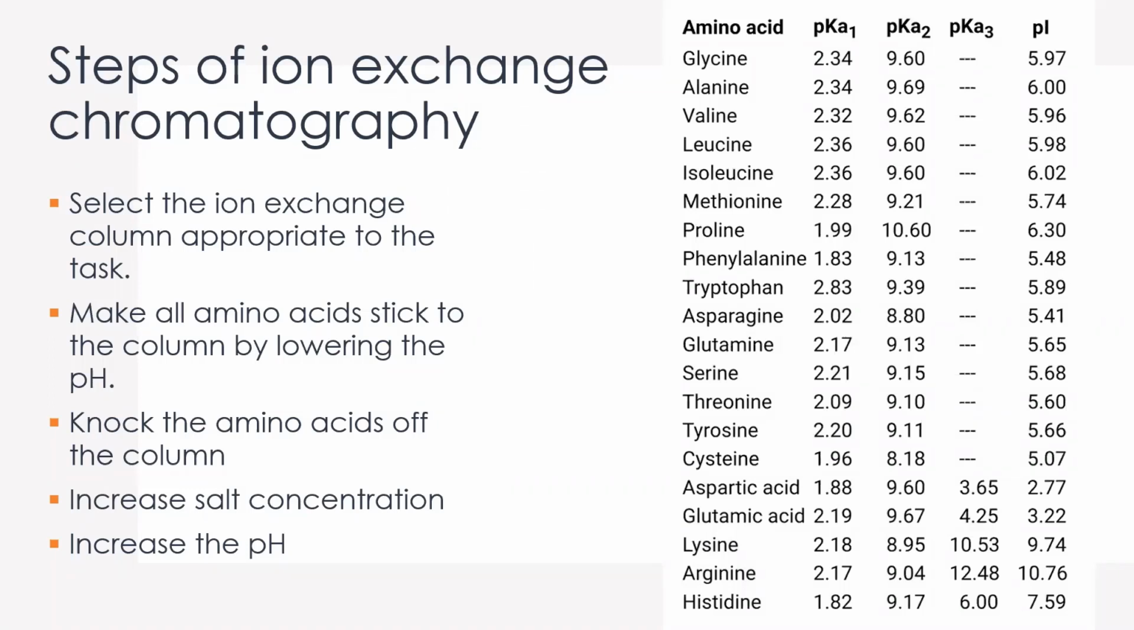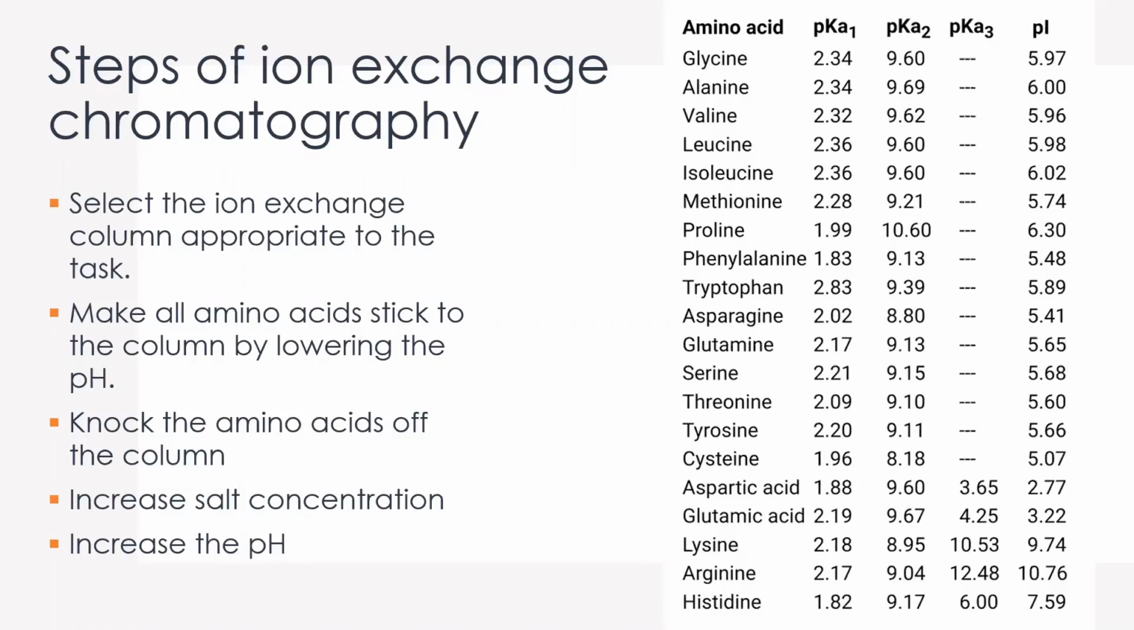Once the amino acids have stuck to the column, we want to be able to knock the amino acids off the column, but in an orderly fashion. We have two options here. We can increase the salt concentration of the buffer solution running through the column, or we can increase the pH of the buffer solution running through the column.